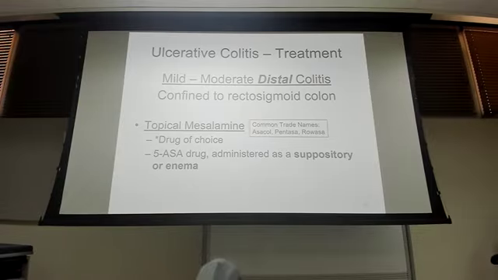Mild to moderate distal colitis, so just the distal colon, confined to the rectosigmoid colon: topical mesalamine. 5-ASA topical with a suppository. You've got your common trade names there off to the right, but you just need to know that if it's rectosigmoid colon only, mild to moderate, we're going to do a topical 5-ASA suppository. First line. Mesalamine is the one that you'll normally see.